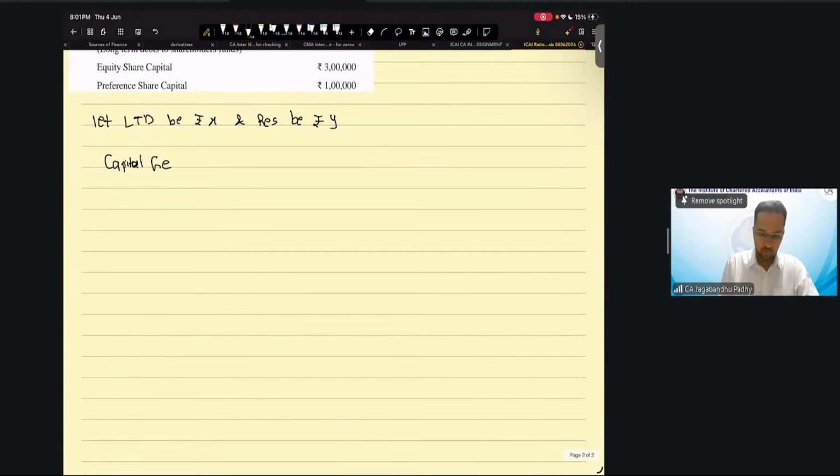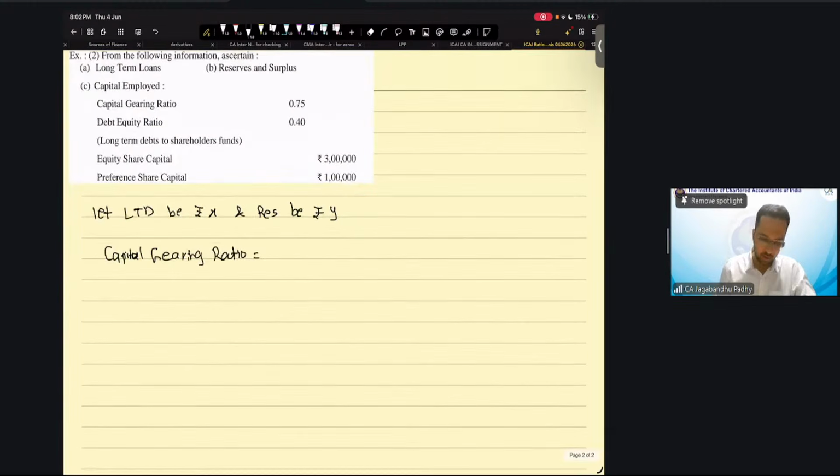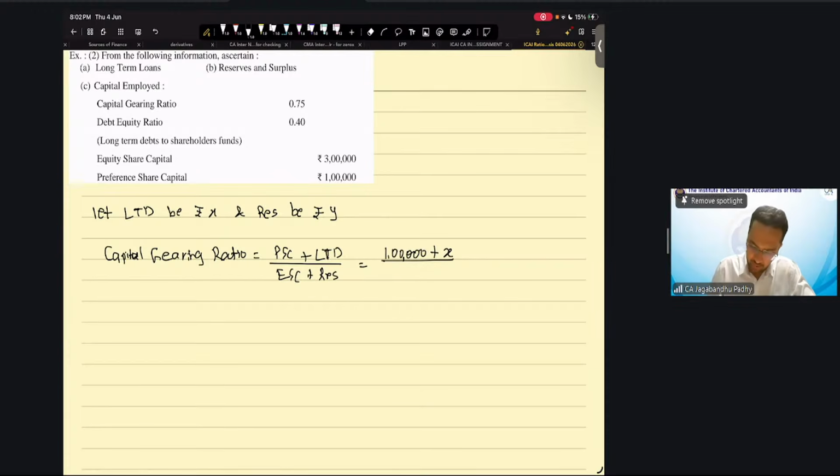So capital gearing ratio, we know, is calculated as preference share capital plus long-term debt upon equity share capital plus reserves. The preference share capital is 1 lakh. Long-term debt we don't know, let's take it as X, upon equity share capital is 3 lakh plus reserves, which we don't know, which is Y, and then the capital gearing ratio is 0.75. Then we have the debt equity ratio.